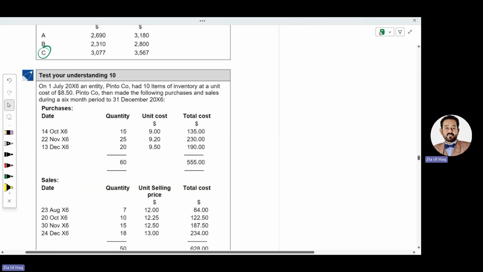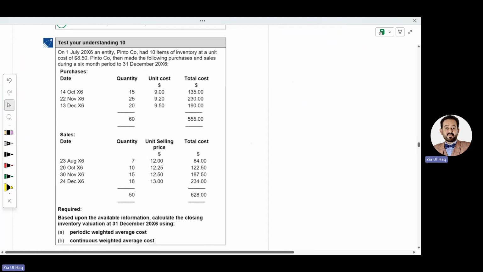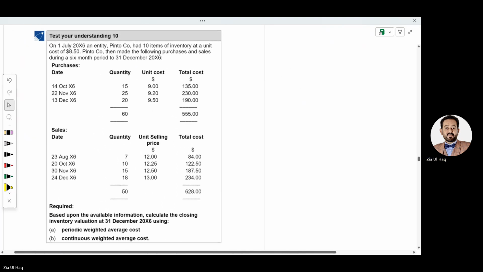Okay. Next, moving towards test your understanding 10. On 1st July 20x6, an entity Pinto Company had 10 items of inventory at a unit cost of 850, opening inventory. Pinto Company then made the following purchases: these are the purchases on 14 October, 22nd November, 13 December. And they sold on 23rd of August.